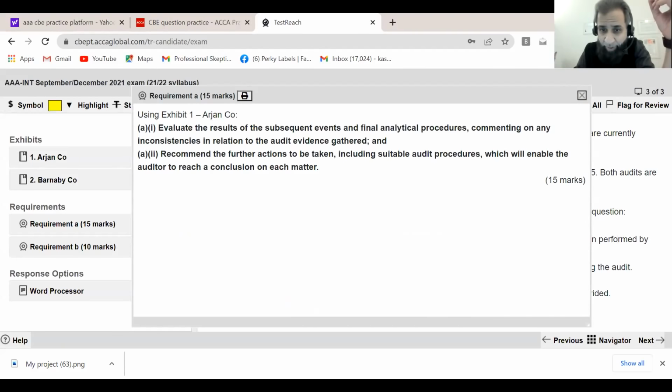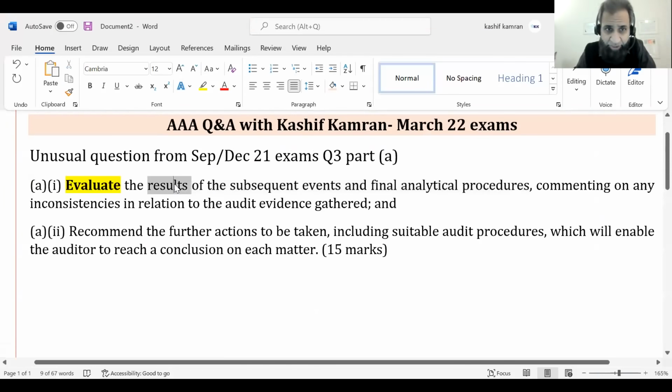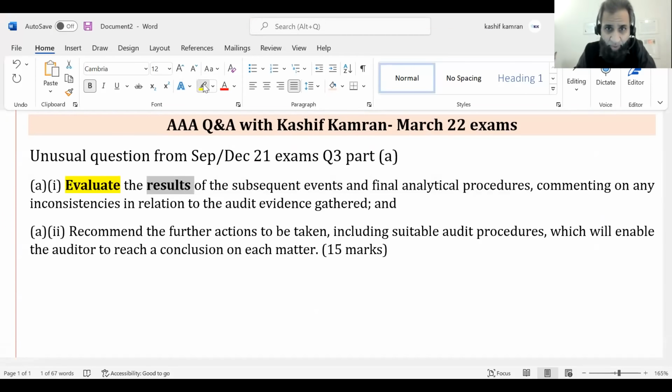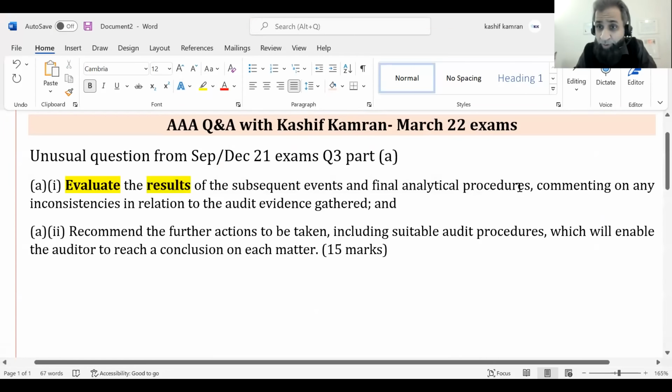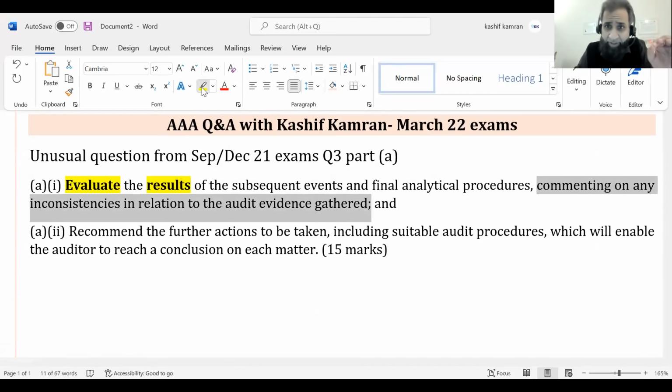When you are evaluating them, what exactly do you have to do? So when you are evaluating the results, which are given in exhibit number 1, what do you need to do? You need to comment on any inconsistency in relation to the evidence gathered. Now tell me, commenting on the evidence, is that something new? The examiner has asked so many times in past papers, comment on the sufficiency and appropriateness of the evidence. Comment on the appropriateness of the evidence.